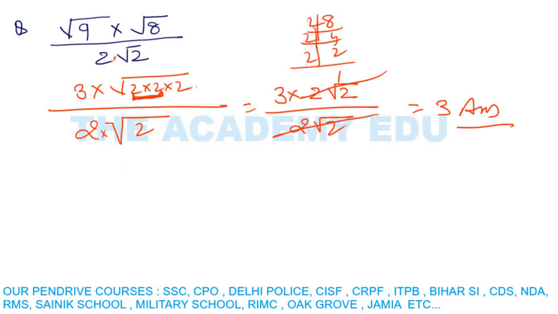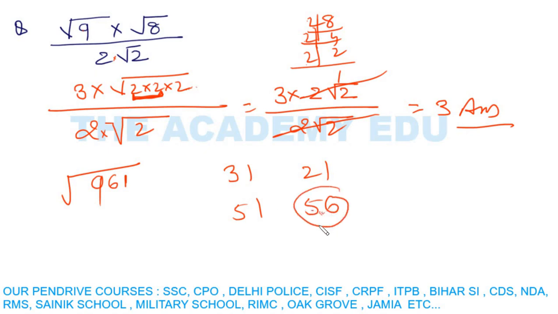Now, sometimes we need to find the answer by applying logic. Suppose a question comes like this: what is the square root of 961? And suppose the options are 31, 21, 51 and 56. Now see what would be the answer.